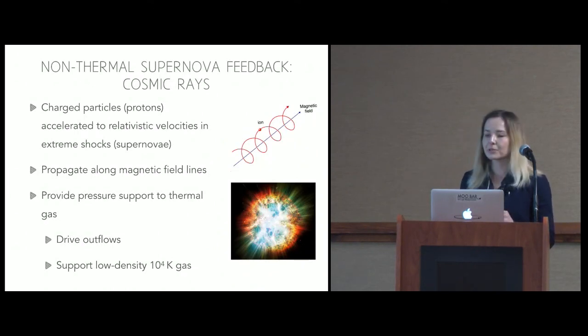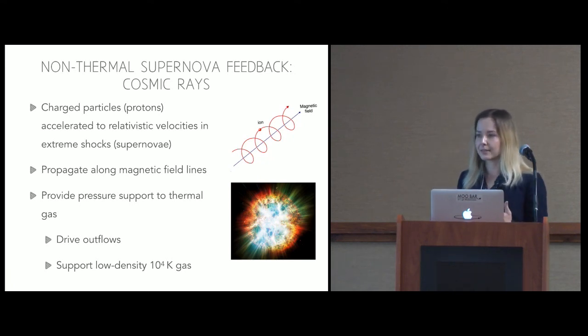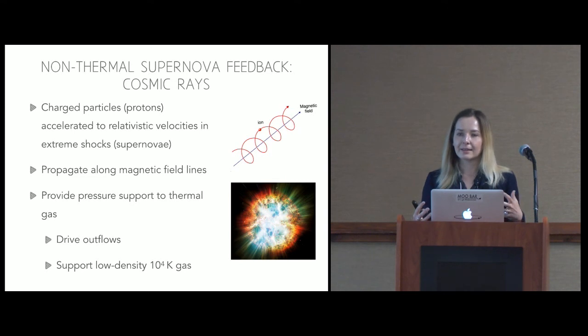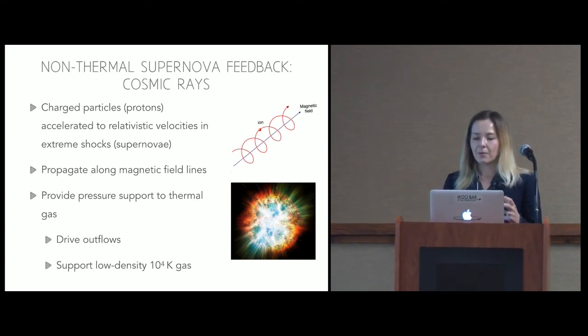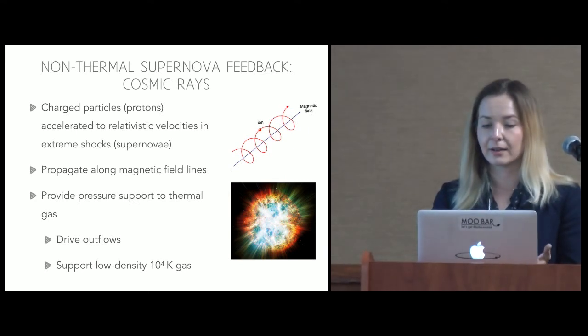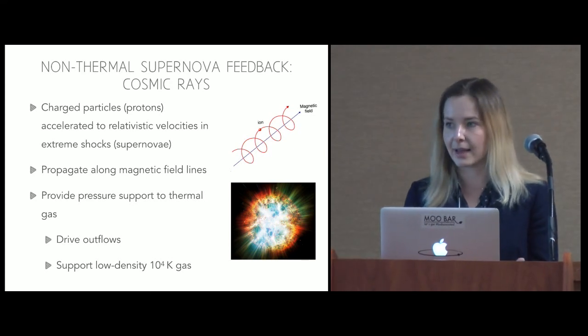Cosmic rays are charged particles, mainly protons, that have been accelerated to relativistic velocities in extreme shocks, like supernovae. And even though they're moving at relativistic speeds, they stick around in the galaxy for tens of millions of years because their motion is constrained to motion around magnetic field lines, because they're charged particles. And so while they're in the galaxy, they provide pressure support to the thermal gas, which can drive outflows and support this low density gas.